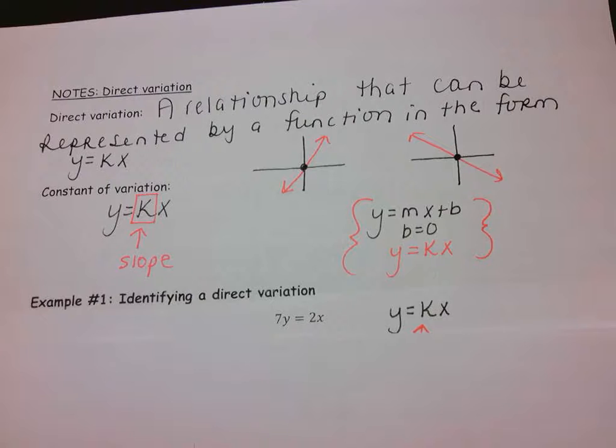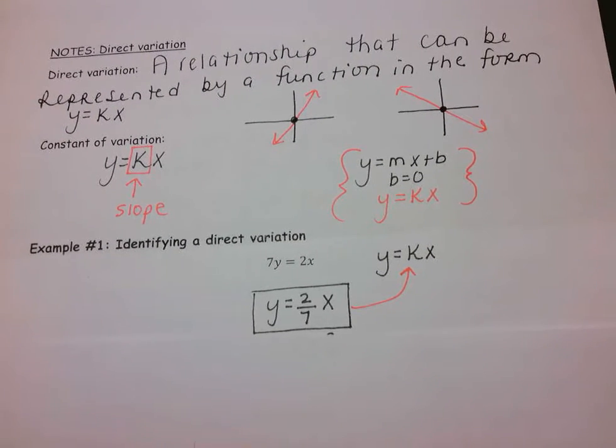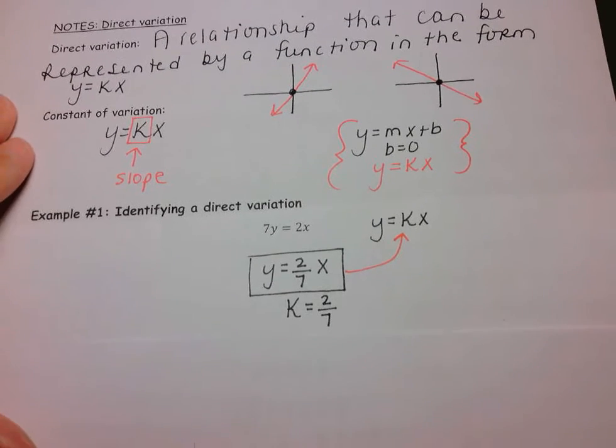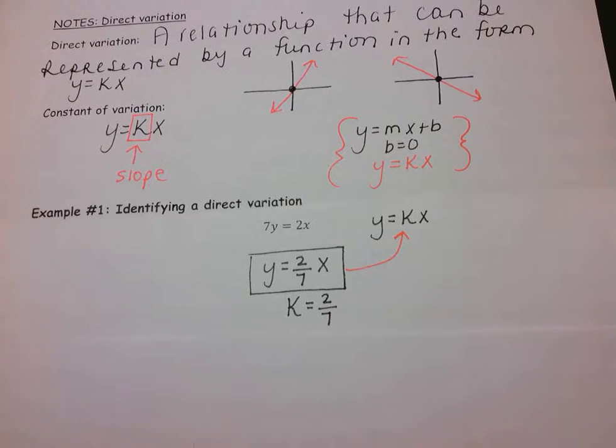So let's look at this example, 7y equals 2x, and solve for y. So if I wanted to solve for y, what would I do? I would divide both sides by 7, and this is what I would get. And so I have to look at it, and I have to compare it to the direct variation equation, which is y equals kx, and I have to ask myself, is this in the form of a direct variation? And yes it is. So this is a direct variation, and the constant of variation is 2 over 7.